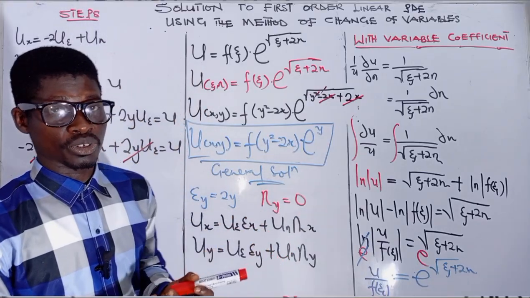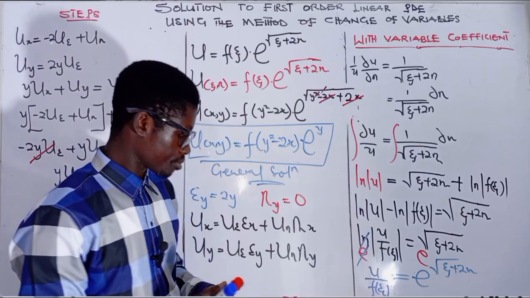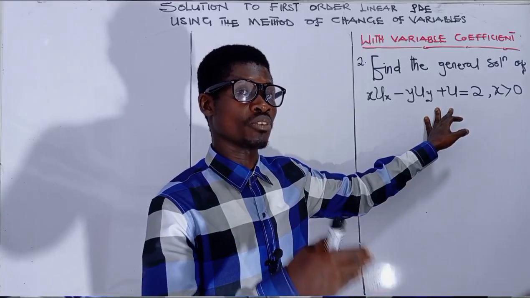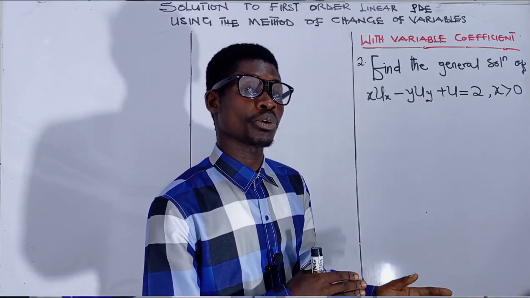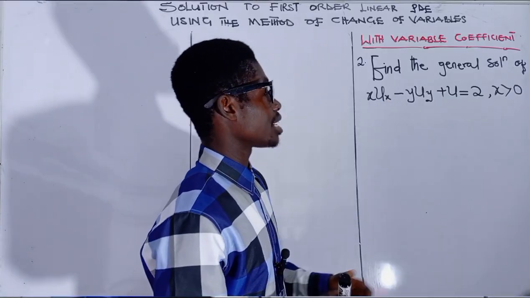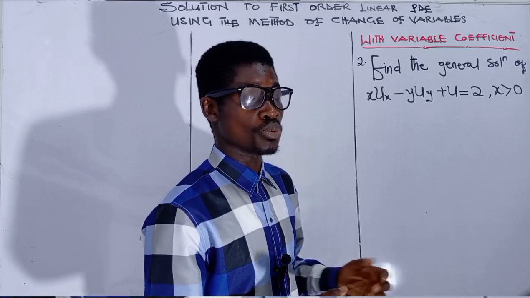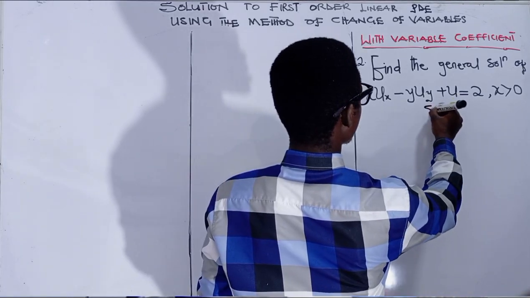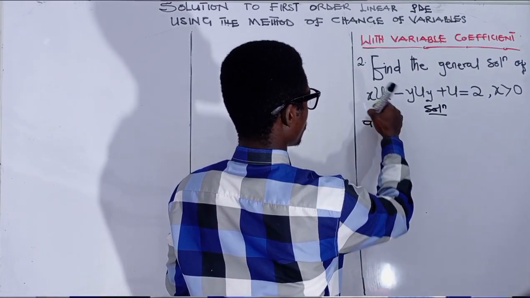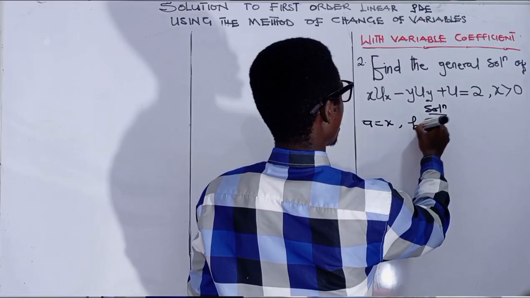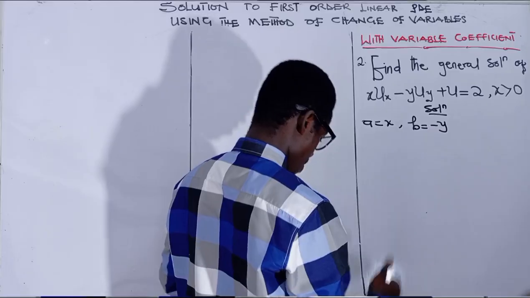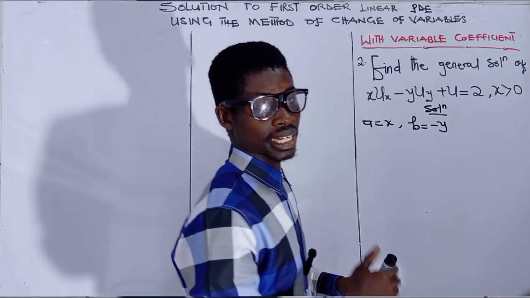Very, very easy and simple. Let's look at one more example. We want to find the general solution of this first order linear PDE using the change of variables. So we will be applying the same concept, the same approach, the same steps like the one that we did earlier on. We are first going to identify our coefficients of ux and then uy. So from here we can see that the coefficient of ux, a, is what? X, and then the coefficient of uy is what? Minus y.